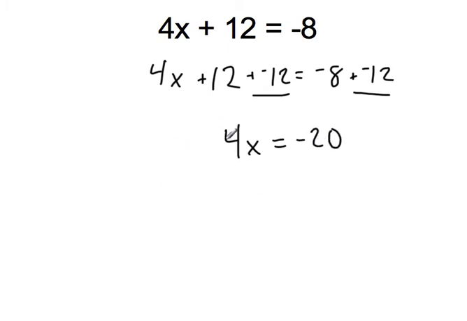Now I need to make this 4 become a 1 because it's a coefficient, and I need my coefficient of x to be 1. So what can I multiply 4 by to make it 1? What is its multiplicative inverse? And that would be 1/4. 1/4 times 4 times x.